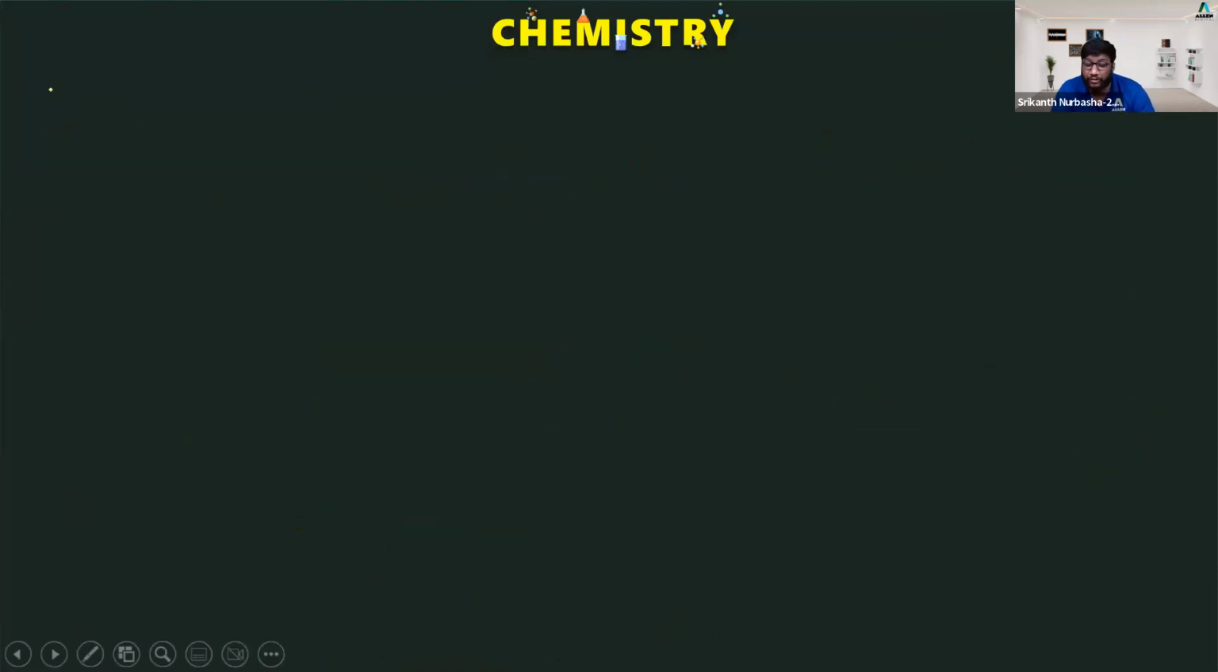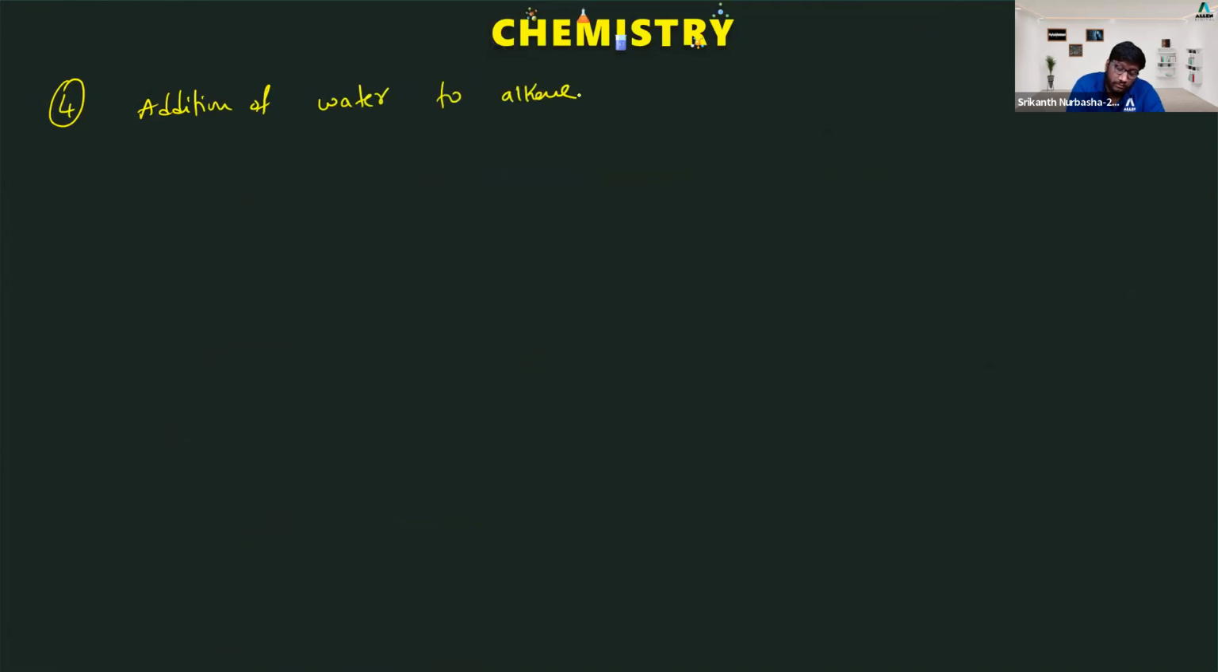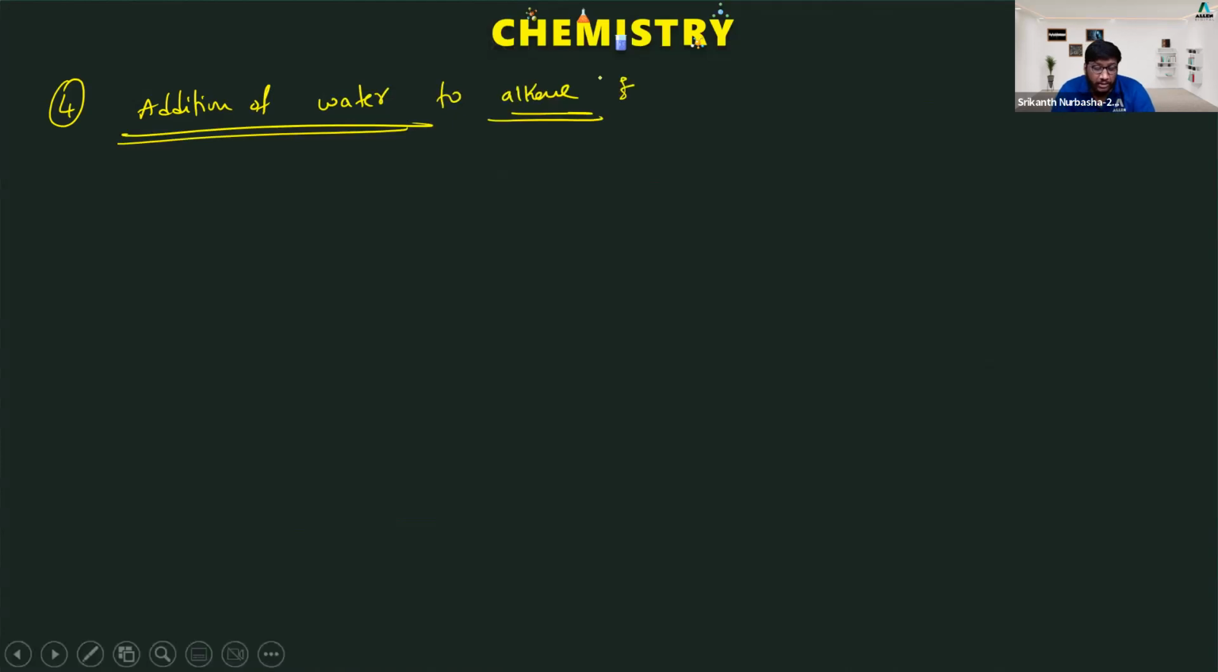Then we can also have addition of water. Addition of water to alkene occurs directly or in the presence of H2SO4. Now all of you try to answer this question: addition of water to alkene occurs directly, or do we require some acid medium? Acidic medium is required. Why? What is the role of the acidic medium?